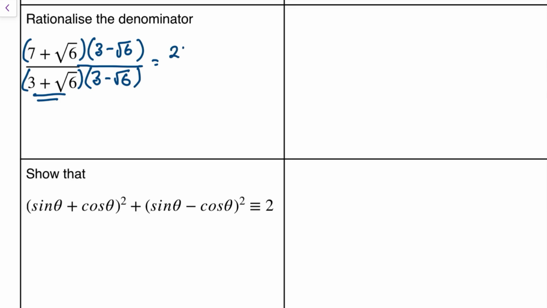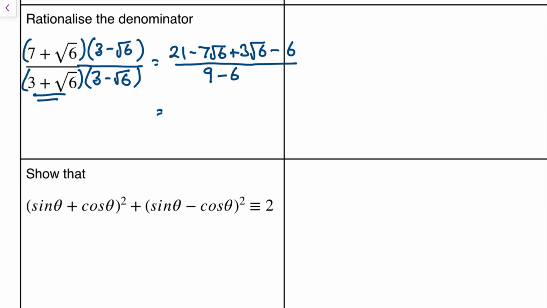7 times 3 is 21. 7 times minus root 6 is minus 7 root 6. Root 6 times 3 is plus 3 root 6. And root 6 times root 6 is minus 6. And then I'm going to divide all that by, well, I know it's difference of 2 squares, so I just need to do 3 times 3, which is 9, minus root 6 times root 6, which is 6. I don't need to do the bits in the middle because I know they're going to cancel out.